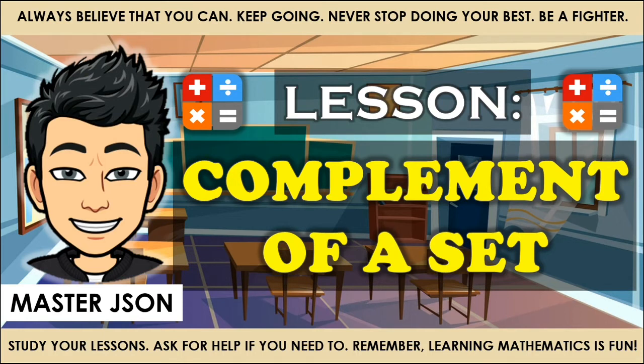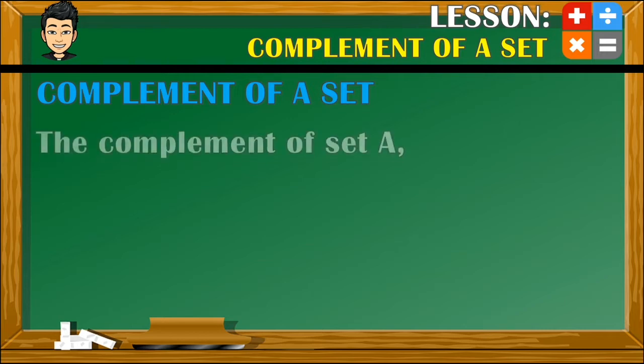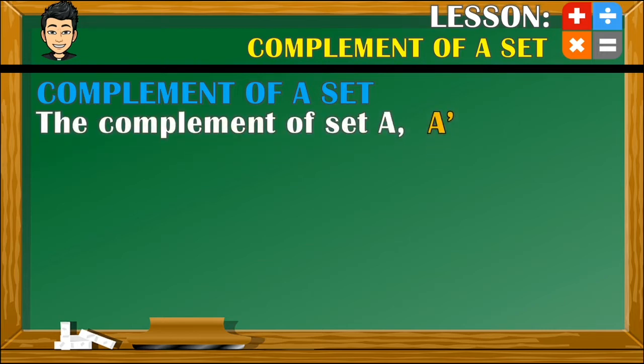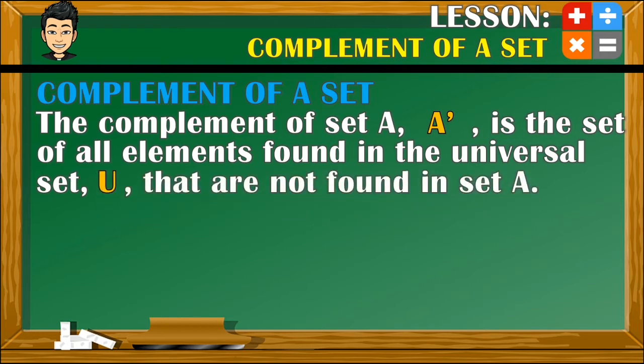For today's video, we are going to talk about complement of a set. So what do we mean when we say complement of a set? Suppose we have set A. The complement of set A, denoted by this symbol, is the set of all elements found in the universal set, denoted by this symbol, that are not found in set A.